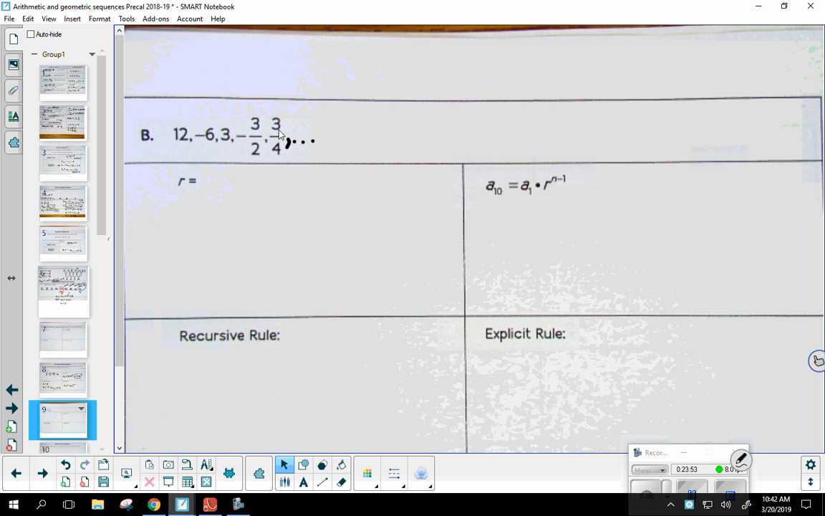All right, I'm going to go ahead and give you 2 minutes. Try this on your own. Find me the common ratio, the 10th term, a recursive rule, and an explicit rule. And at the end of 2 minutes, let's see if we can get somebody up here to help me out with this.